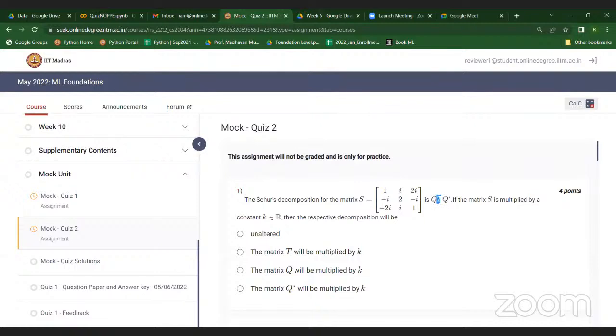And what's going to be the T? T is going to contain the diagonal, I mean, the eigenvalues of S generally. You're multiplying S by a constant K, right? So what's going to happen to the eigenvalues? The eigenvalues are also going to get multiplied by that value. So the matrix T is going to get multiplied by K. Okay, so that's what is going to happen. All right, clear?